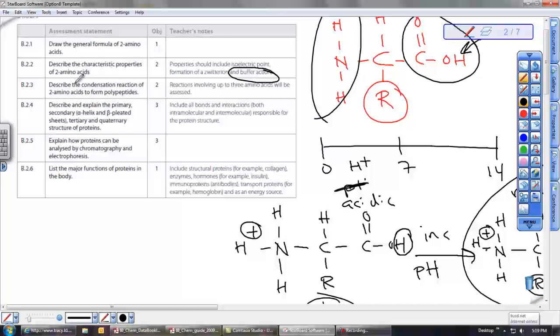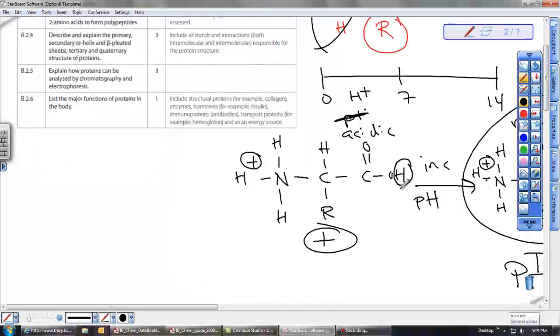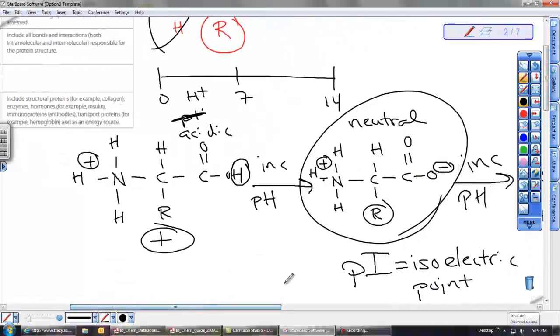The properties are the isoelectric point, the formation of a Zwitter ion. I don't know, I used to know where that word came from. It does say Zwitter ion. That's the issue we just discussed. A Zwitter ion is this one in the center. Okay, it's the fact that it changes in charge as it goes up and down pH.